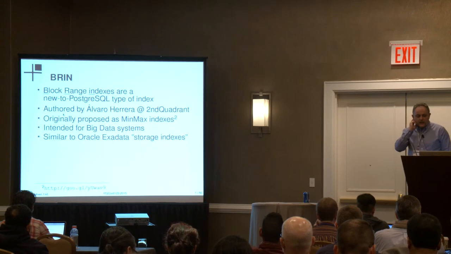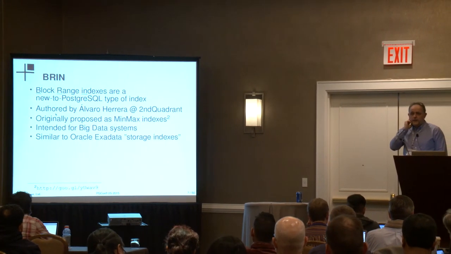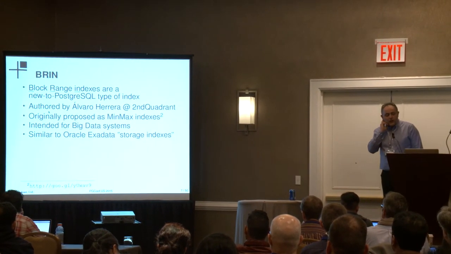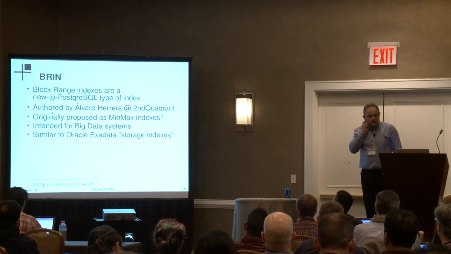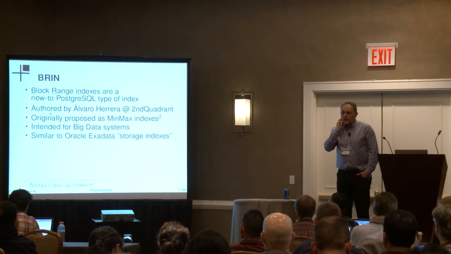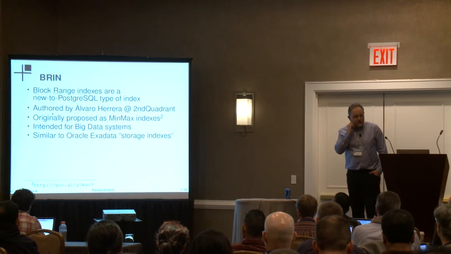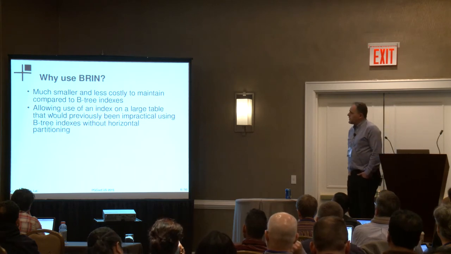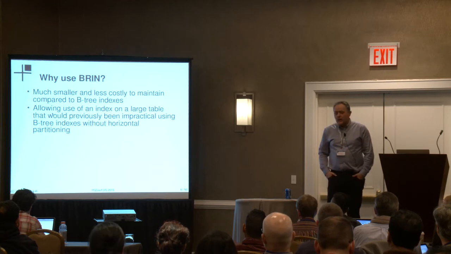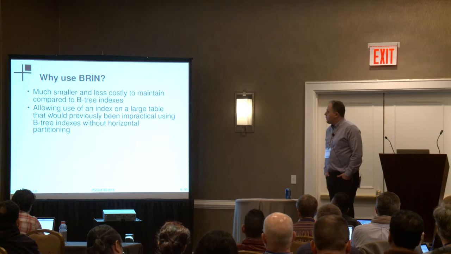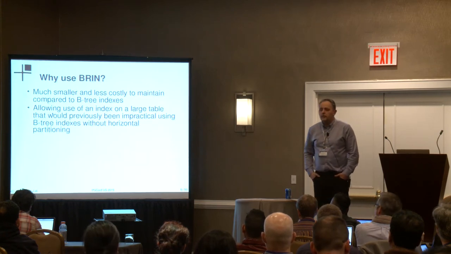So the first feature is block range indexes, or BRIN indexes, and they were written by Alvaro Herrera. They were originally known as min-max indexes and various other names before that. But if you're familiar with Oracle Exadata, there's something called a storage index in that system. And this is in some ways very similar to that. So what is the objective of a BRIN index? Well, it's basically an index type that's aimed at very large databases. The idea is that we want to avoid some of the overheads that you get on B-tree indexes.